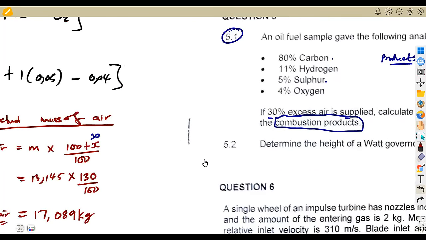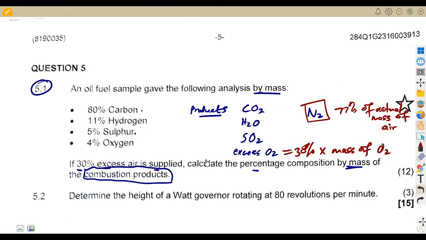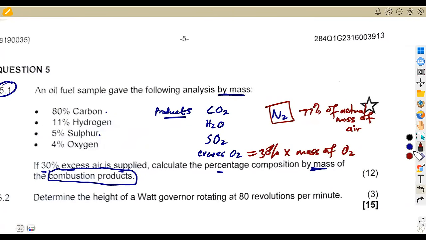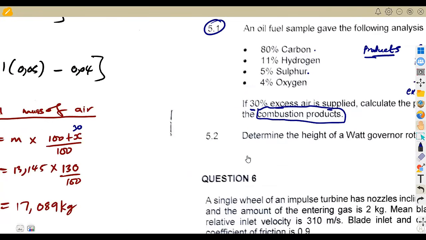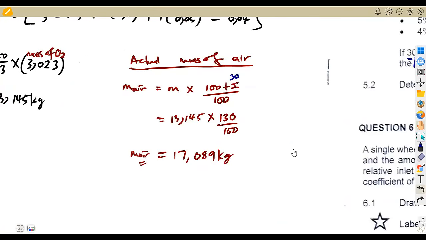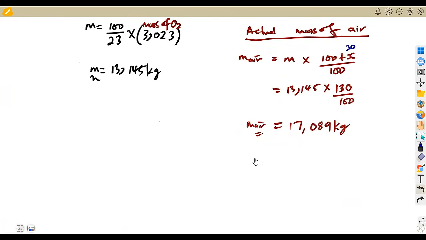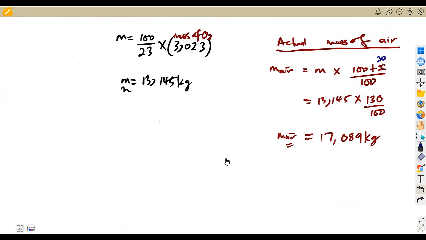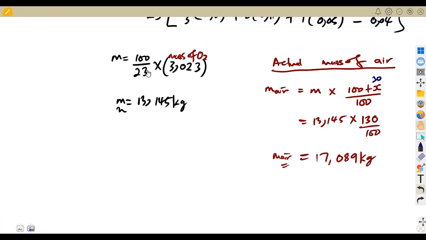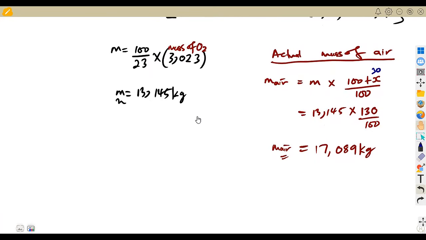So I think that's it. Let us talk about the products. What is the reason for calculating this actual mass of air? It's because we need nitrogen as a product, which you said is 77% of the air by mass. If it is by volume, we would consider 79, from the concept that oxygen has 21% and nitrogen 79%. Here, oxygen is 23%, so 77% is for nitrogen.